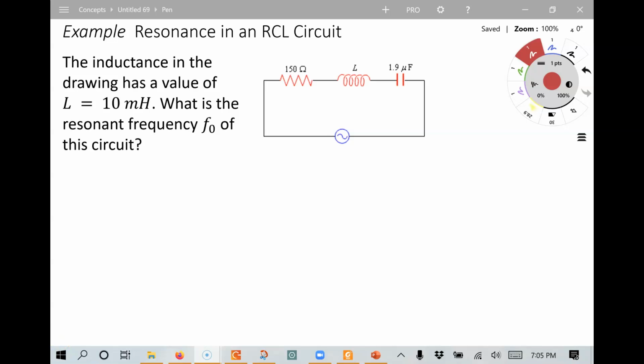Hi, this is an example problem from chapter 23 on resonance in an RCL circuit. Pause for a moment and read the question. Alright, so we're asked to calculate the resonant frequency in this circuit. This is pretty straightforward. I'm going to just chat a little bit about what it means.